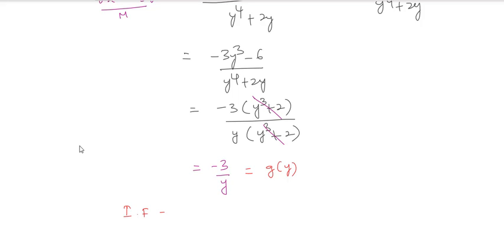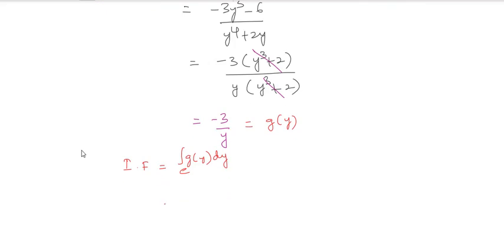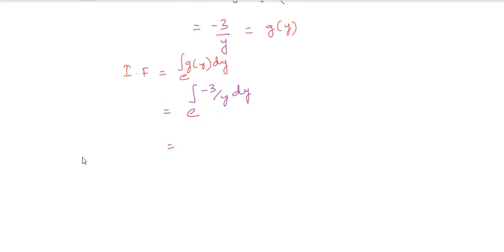Your integrating factor will be e to the power of the integral of G of y dy. So substitute that in this case. e to the power of the integral of minus 3 by y dy. Minus 3 is a constant, and for 1 by y the integration is log y. So that is e to the power of minus 3 log y, and taking the 3 inside, I have e to the power of log y to the power minus 3. Am I correct or not?